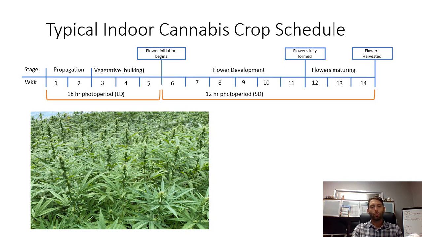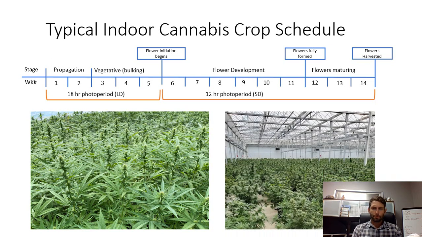So what they've done is transplant these rooted plants at a very high density and give them a very short window of vegetative growth so the plants don't get too big, and then they initiate flowering, and that's how you have a sea of green.